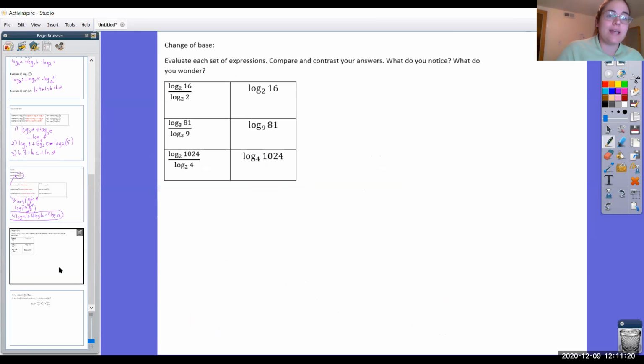Okay, for this last part, change of base, this is the last part of the lesson. Evaluate each set of expressions, compare and contrast your answers. What do you notice? What do you wonder? Okay, so we've got log base 2 of 16 over log base 2 of 2, and then on the right we have log base 2 of 16. So go ahead and pause the video and answer these, and then we will go over them.